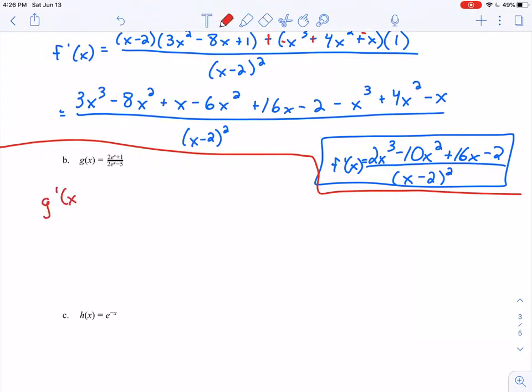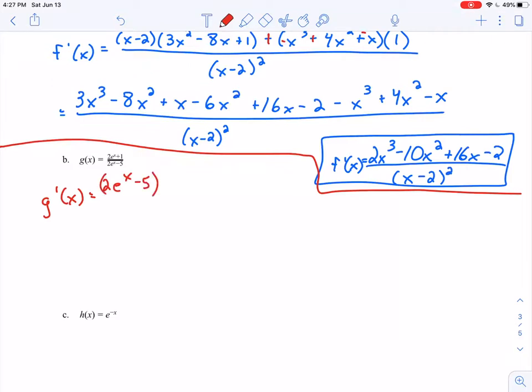G prime of x, the derivative. So low, that's this guy right here. So 2e to the x minus 5. D high, derivative of my numerator, so the derivative of 2e to the x plus 1. Well, the derivative of 2e to the x would be 2e to the x. And then the derivative of 1, that's just a constant, so that's just 1.